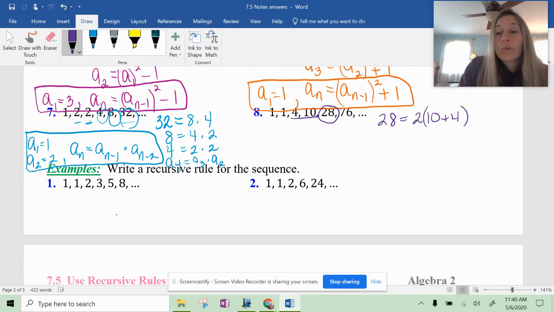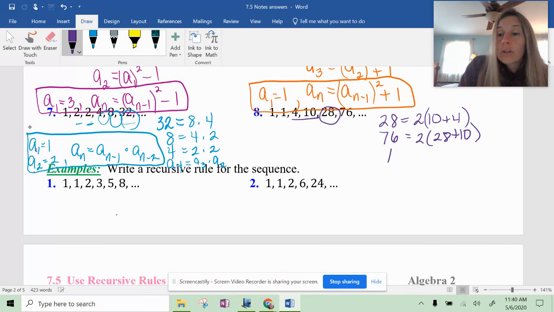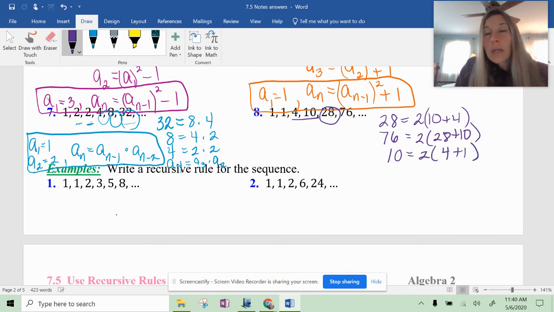Now let's see if that would hold true for the next number, the 76. So to get the 76, I would want to add the 28 and the 10, which would be 38, and double it. And it does work. And I might even want to try the 10. Does it work for that one too? So if I take 4 plus 1 and double it, it does. So it looks like I've figured it out.